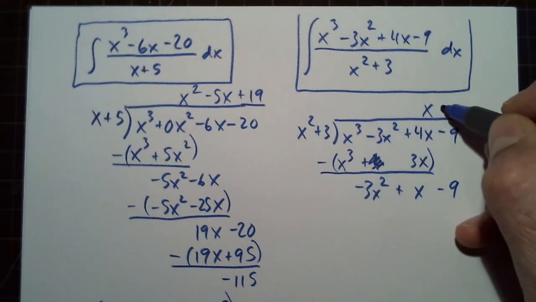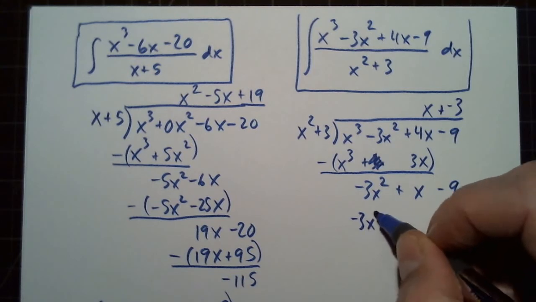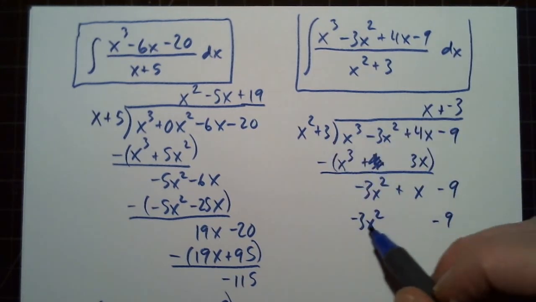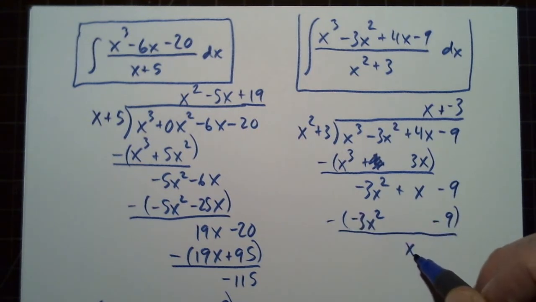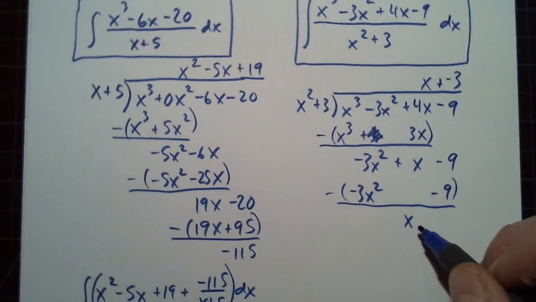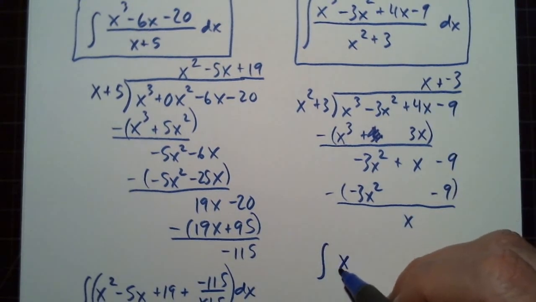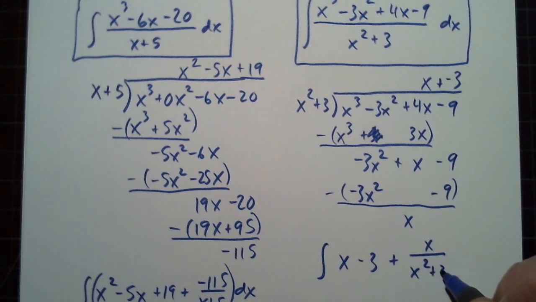Now multiply by negative 3, and negative 3 times 3x. That'll be a plus, and we get 0. So there's a remainder of x. We have the integral is going to be x minus 3 plus x over x squared plus 3.